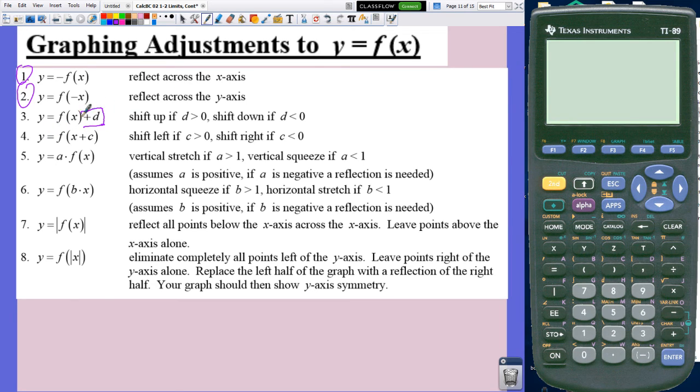Now, this one's important. If you add or subtract a number outside, this shifts it up or down. And if you add or subtract a number inside the function, so with the x, it shifts it left and right. Those are important. This one stretches, or squeezes it, and different squeezes. Absolute value, I guess, is important to know. This pops up sometimes. This one I haven't seen happen much.